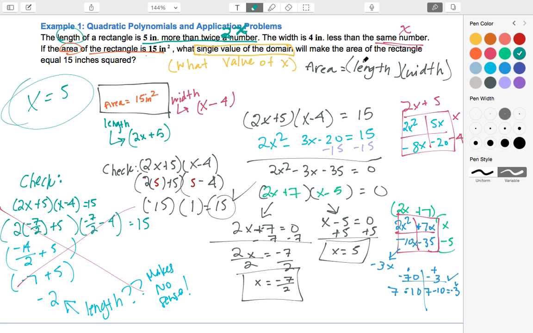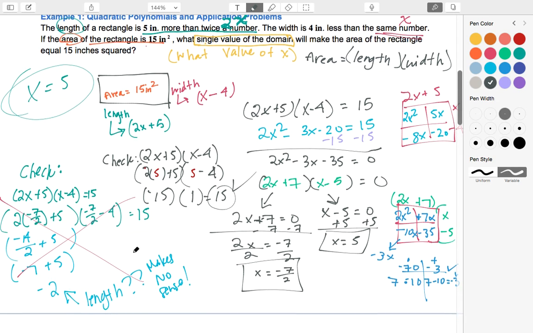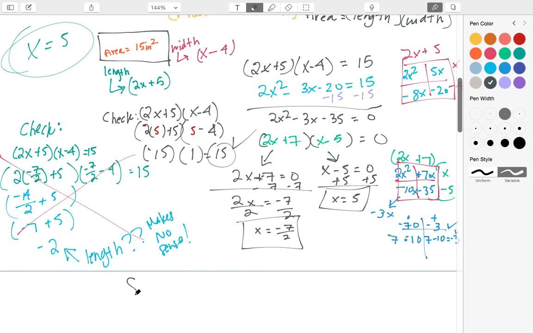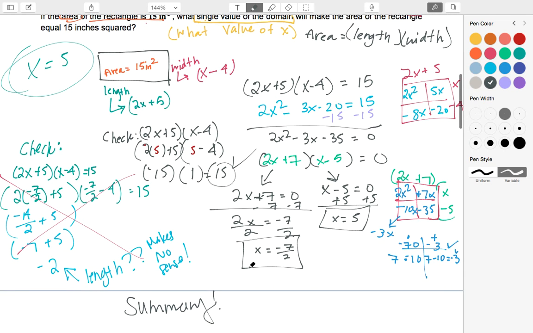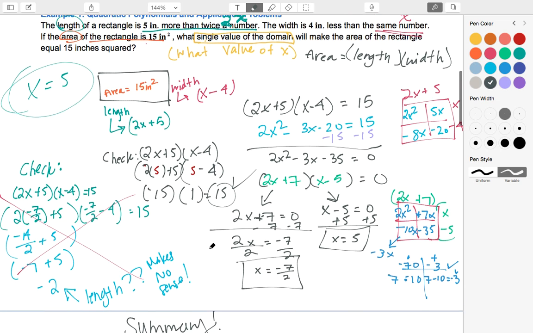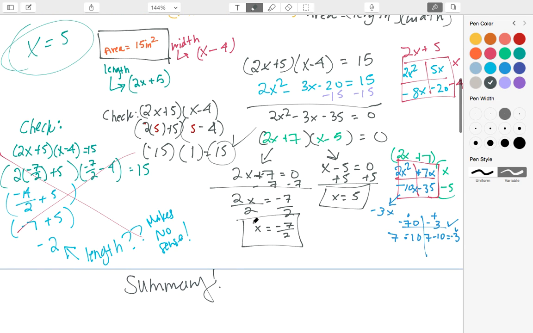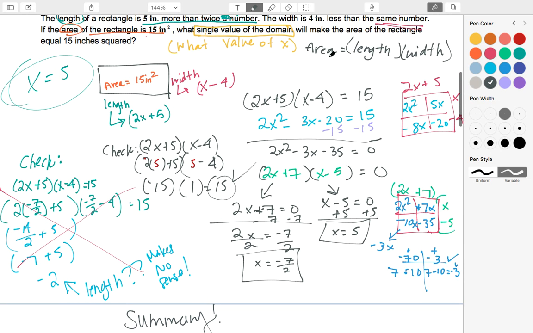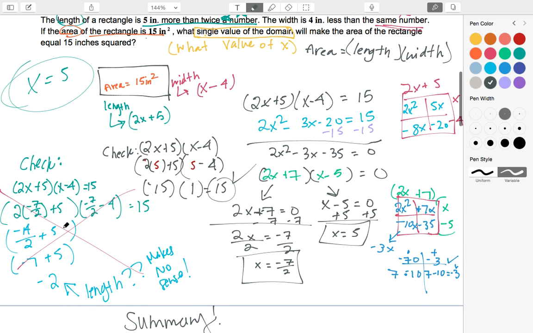Great, cool. So what I'm going to have you all do is go ahead and write down your summary, with any questions that you have for your teacher and what you learned today about domain. Range we didn't talk about in this example. We'll talk about that on Thursday or Friday. We'll pay more attention to that later. But for right now, it's just domain and applying it to these application problems.